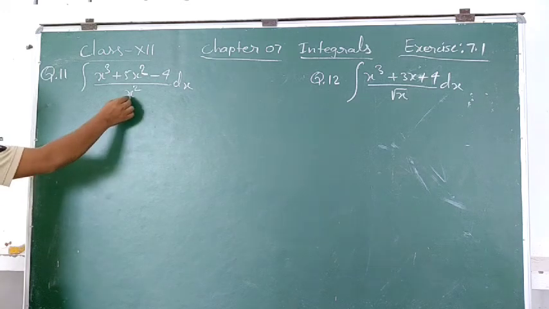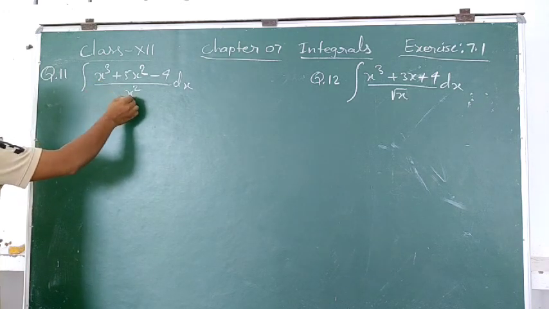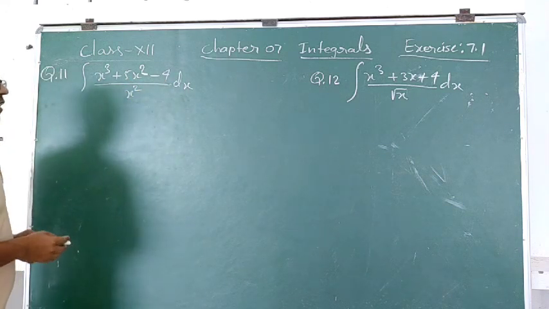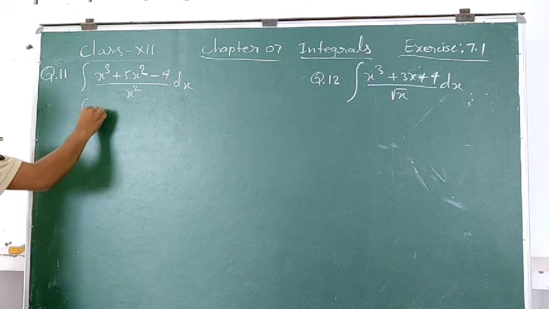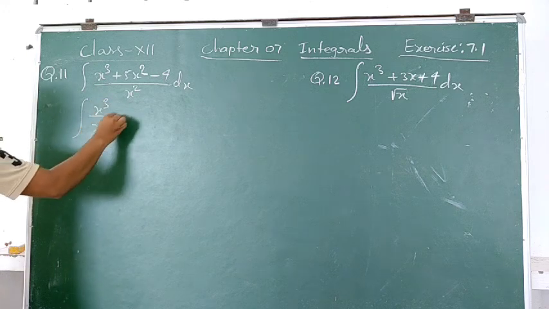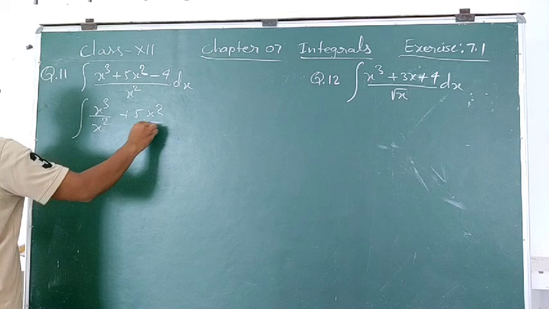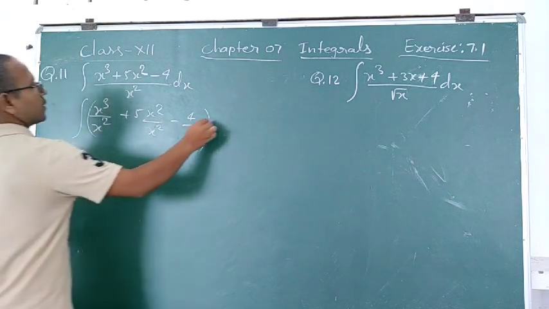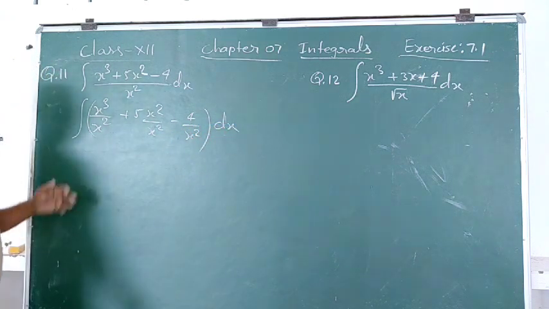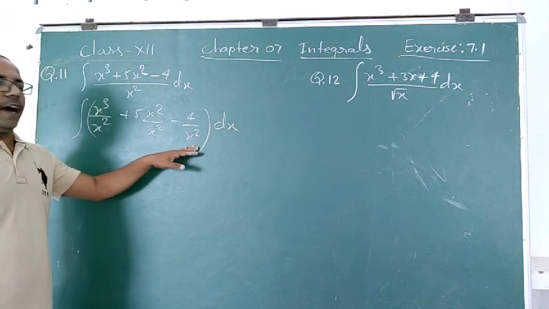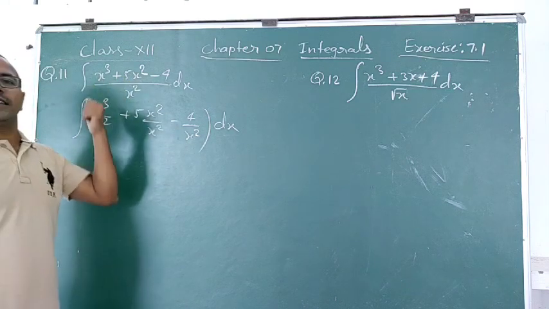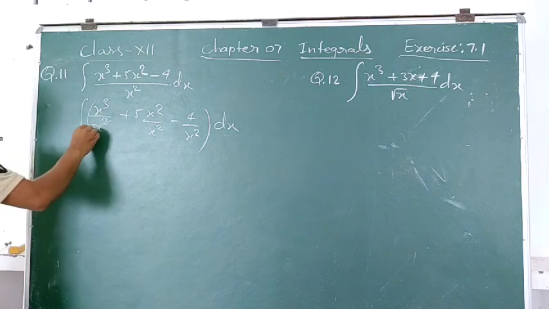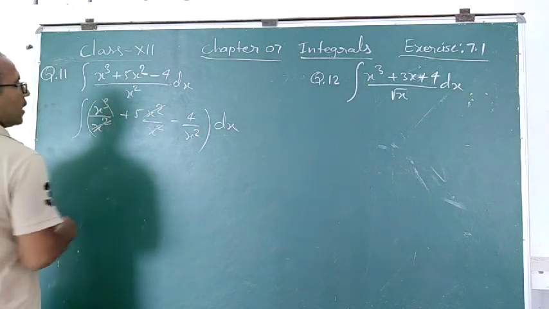So we have to change all the functions in the terms of numerators. First what we will do here, we will do the divisions with these terms, so that our question may not be changed. It should remain the same. So integral x cube by x square plus 5 x square by x square minus 4 by x square dx. If we use the LCM here, again you will get your question. Nothing is changed here. So now this x square can be cancelled, x cube by x square can be cancelled.